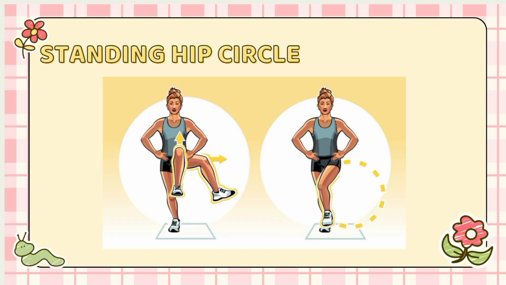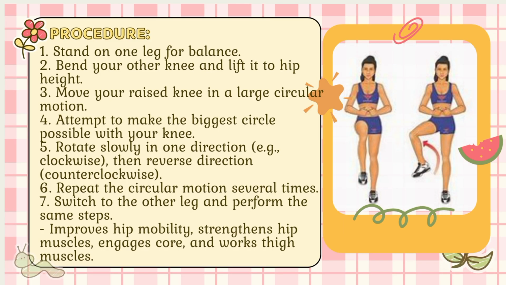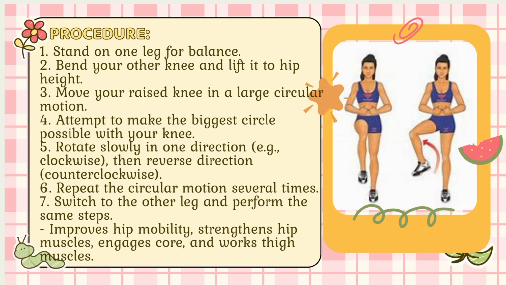Next, we have standing hip circle. To do the standing hip circle, first, stand on one leg for balance. Second, bend your other knee and lift it to hip height. Third, move your raised knee in a large circular motion. Fourth, attempt to make the biggest circle possible with your knee.